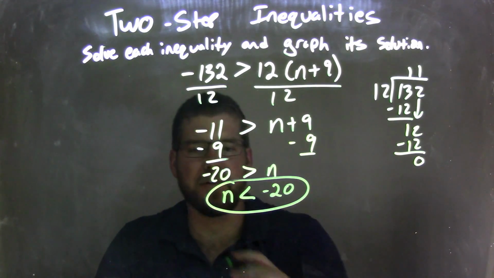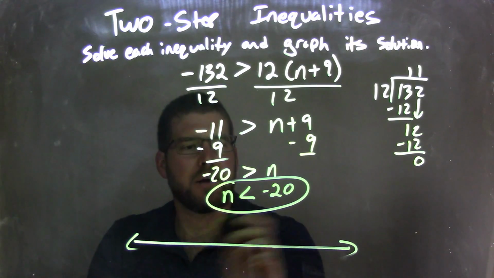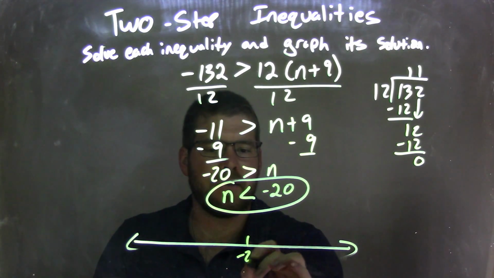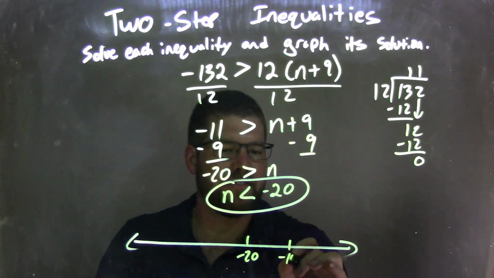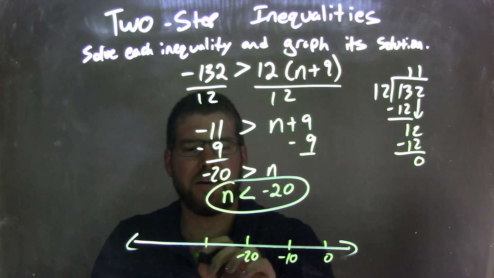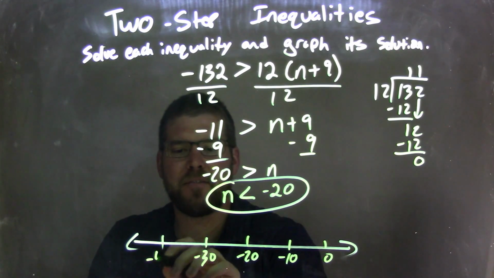So now I need to graph it. Make a little number line here, negative 20, put that in the middle, and let's go by tens: negative 10, we got 0 right there, negative 30, and negative 40.